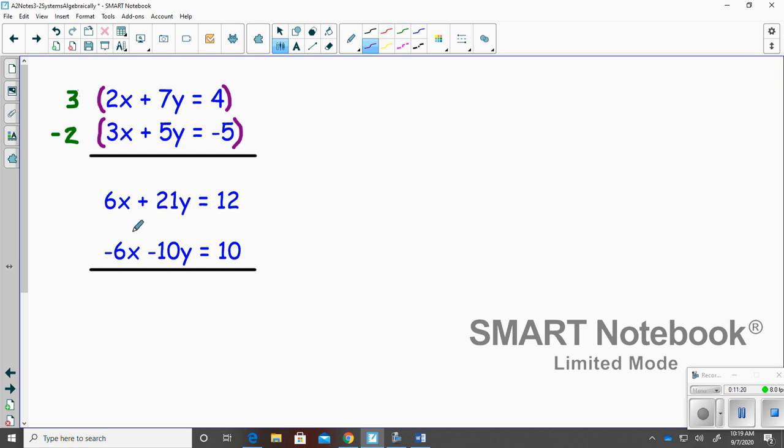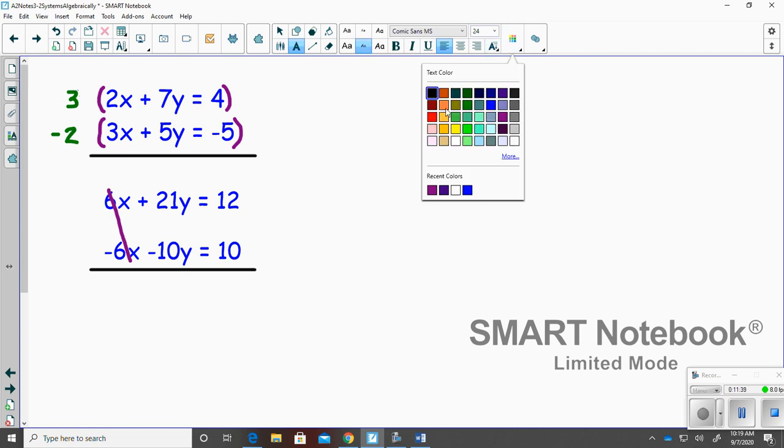The only reason we did that is to accomplish our goal. We're trying to cancel one of the letters. 6 minus 6 does give me 0, and so that works nicely. So there's 0x left, and when there's 0x, I usually don't write it down. In the next term, I have a positive 21 and a negative 10. 21 minus 10 is going to give me an 11.